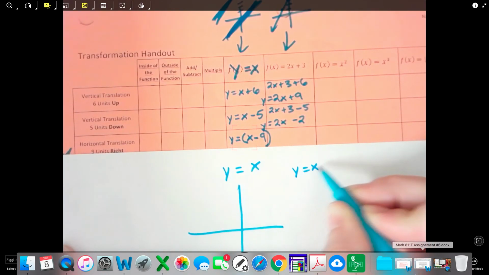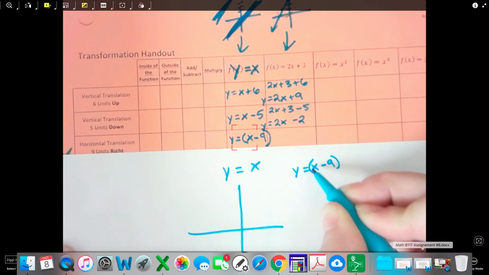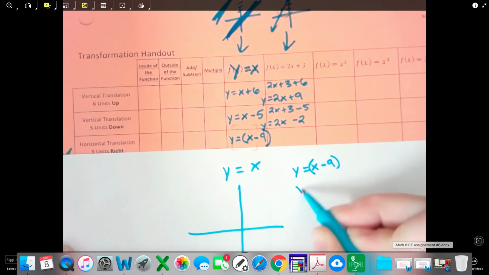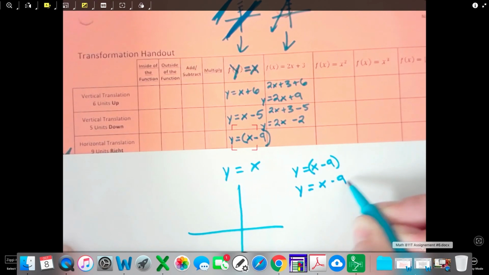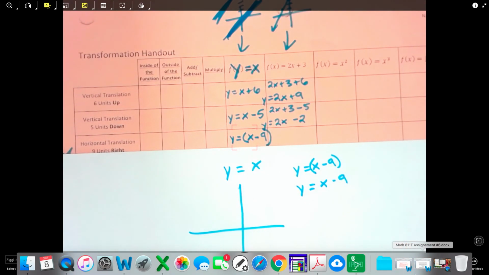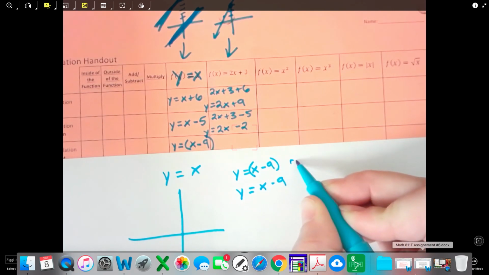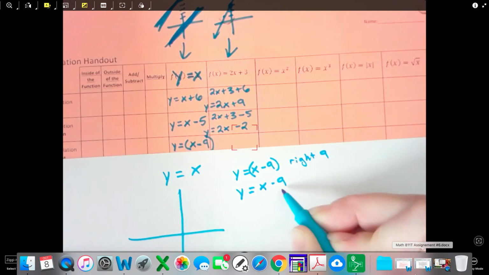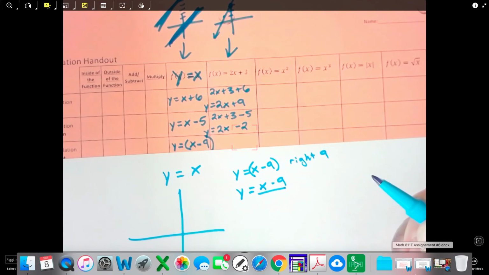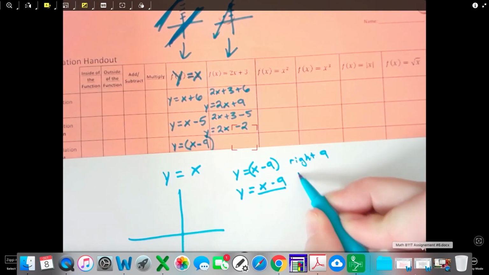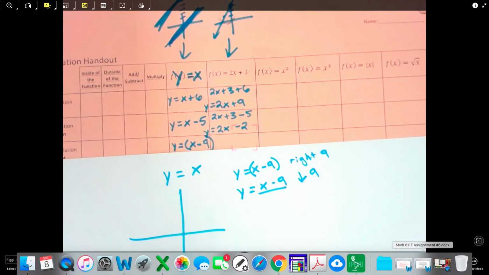Y equals x minus 9 in parentheses, since you have no number outside of here, is kind of like x minus 9 without parentheses. The parentheses really, when it's just y equals x, don't do anything. So basically, this guy where it's right 9 is the same thing as what's this doing? No, not up 9. Down 9, right? To the right 9 and down 9 mean the same thing.